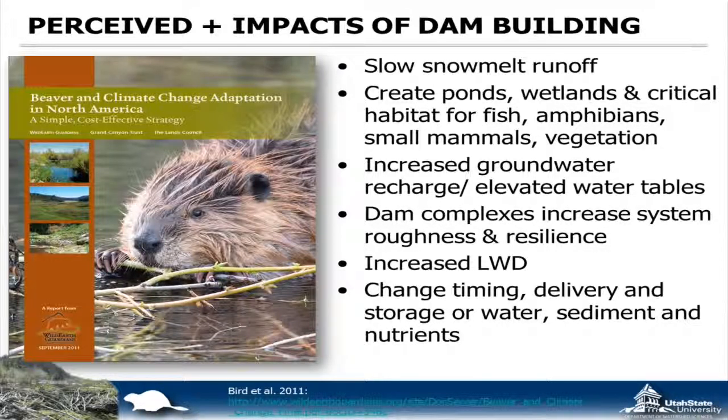And so here are some of the most commonly cited things. This is from a report that came out in 2011, and they talk about beaver dams slowing snowmelt runoff, and some even suggesting that this could be enough to compete with our declining snowpacks. Beaver dams creating ponds, wetlands, and critical habitat for fish, amphibians, small mammals, vegetation, etc. And then they increase groundwater recharge, largely by elevating those water tables with their dams. And their dams are leaky.